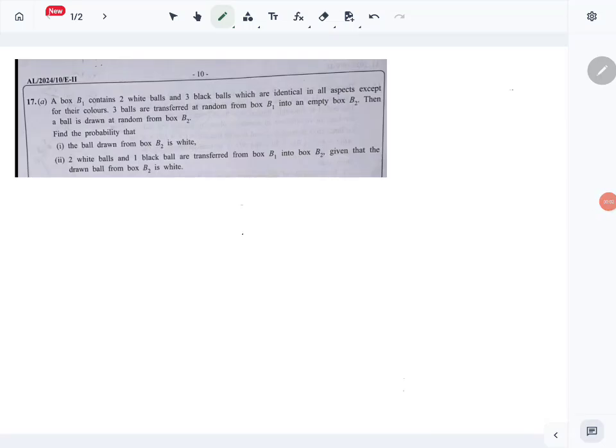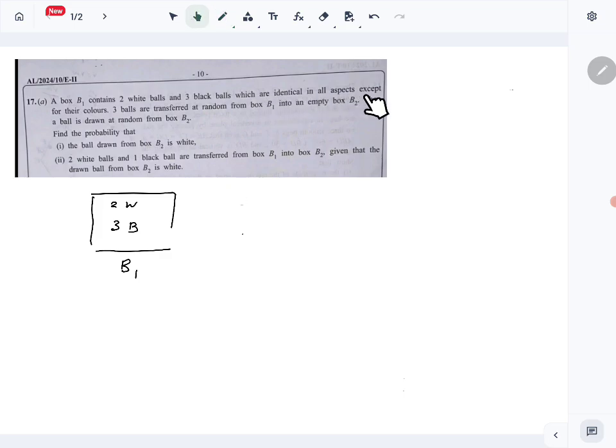Okay, so now let's look at question number 17, part A of the applied mathematics paper. So this is the probability question. They have mentioned there's a box one that contains two white balls and three black balls. So let's just draw a box and keep track of that. So we have two white and three black balls in box one.